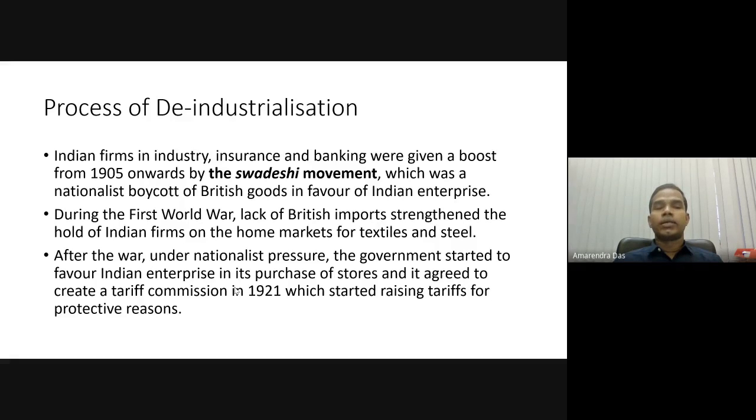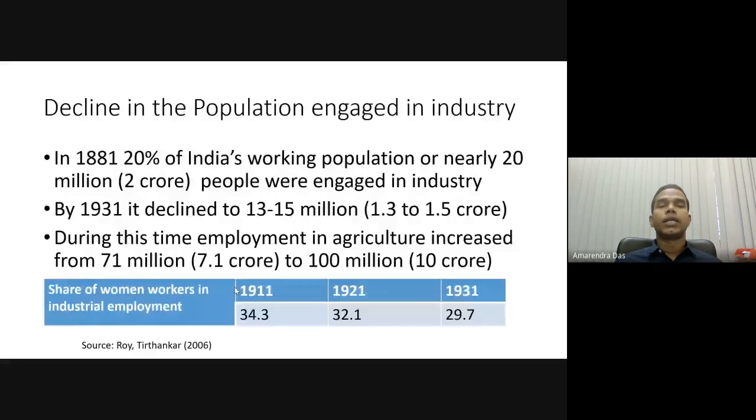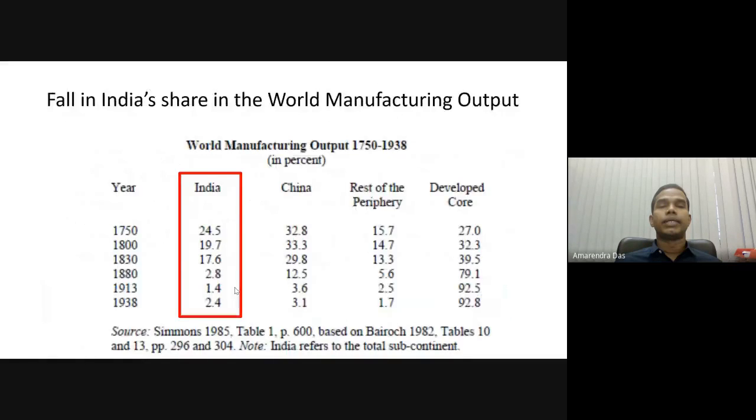And after the war, under nationalist pressure, the government started to favor Indian enterprise in its purchase of stores, and it agreed to create a tariff commission in 1921, which started raising tariffs for protective reasons. So these are basically the processes through which the deindustrialization happened in India.